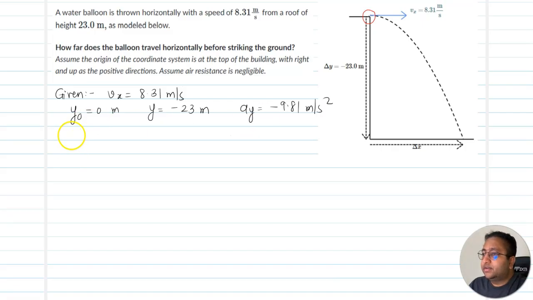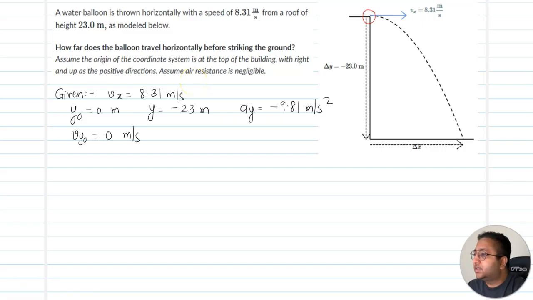I can also write the initial velocity in the y direction is 0 meter per second. Now this refers to the y component of the initial velocity, that is 0, because the x component is 8.31 meter per second, but there is no y component since the water balloon is thrown horizontally. So that's why Vy0 is 0 meter per second.